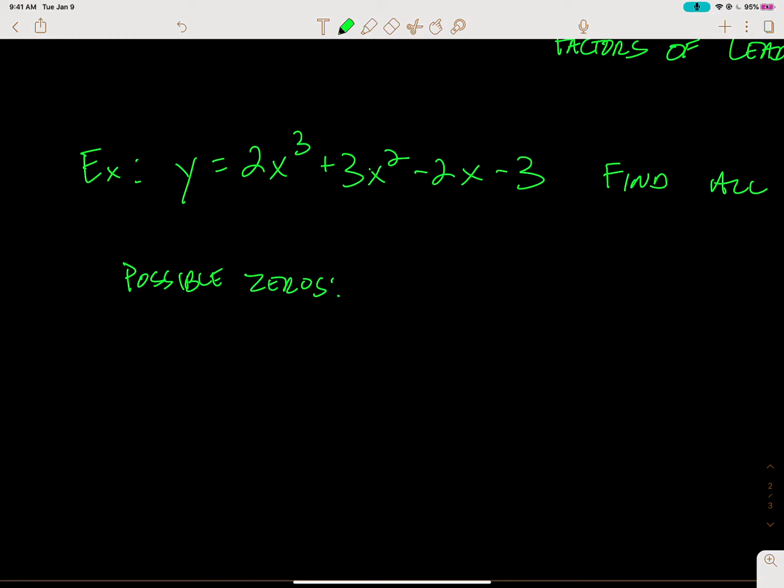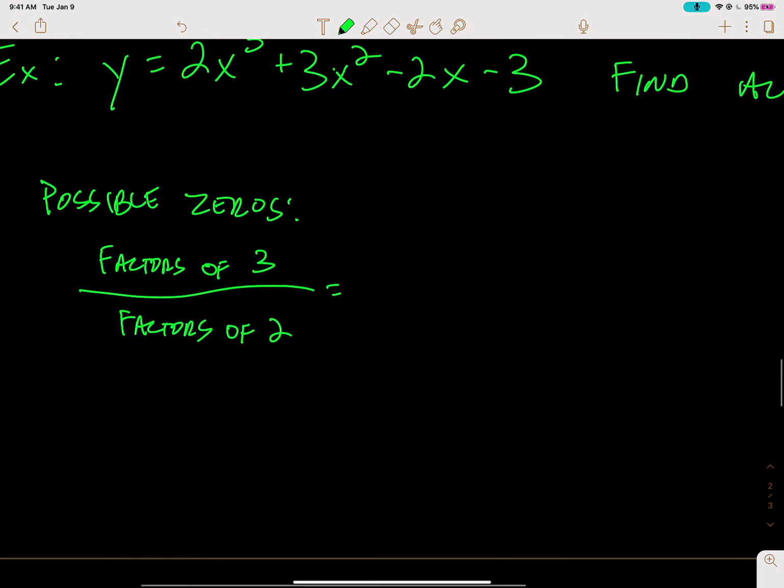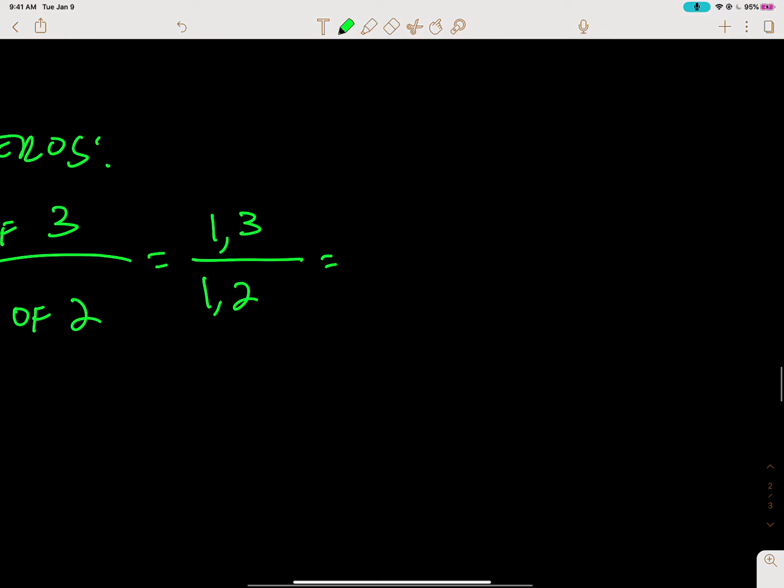So I take the factors of the constant, 3, and divide by all factors of the leading coefficient, which is 2. I don't worry about the positive or the negative. We're going to do all the combinations of that. So the factors of 3 are the numbers that divide into 3 evenly. 1 divides into 3, and 3 divides into 3. Now the factors of 2, 1 divides into 2, and 2 divides into 2. So now I make all my combinations of those factors.